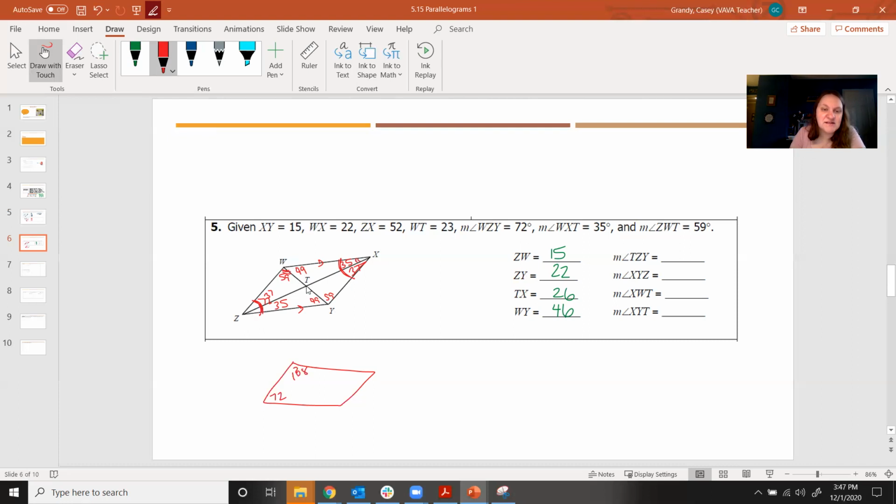TZY, it's right here, that's 35 degrees. XYZ, that's this whole big angle, is 108. That's what we said it was. Or you could just do 49 plus 59, get the same thing. XWT is 49. And XYT, that's 59.